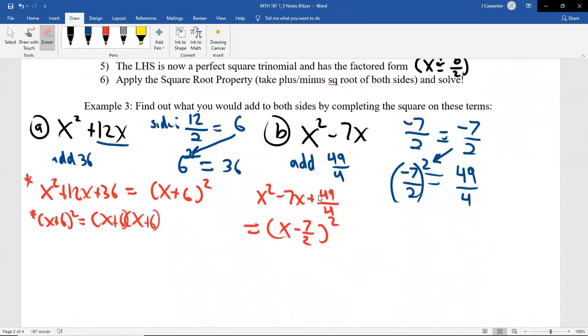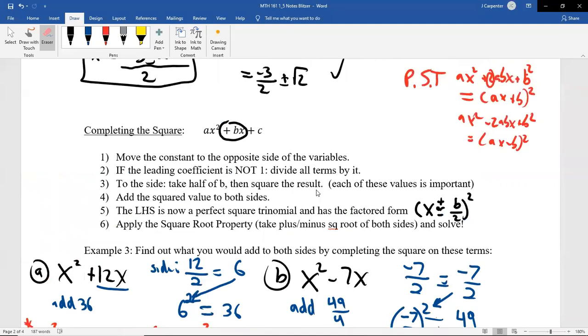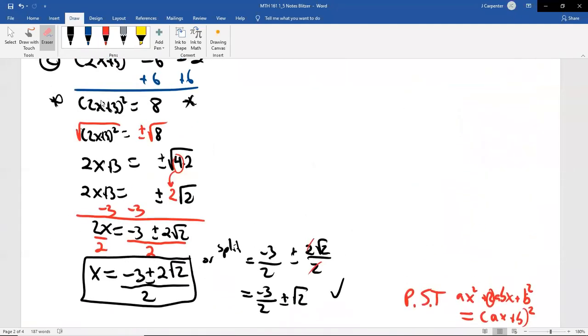So that is our ultimate list of instructions for completing the square. The first steps are to set up something to make this automatic factored form. Then once you have something squared, it'll be equal to a number. And whenever you have something squared equal to a number, you can take the plus or minus square root.